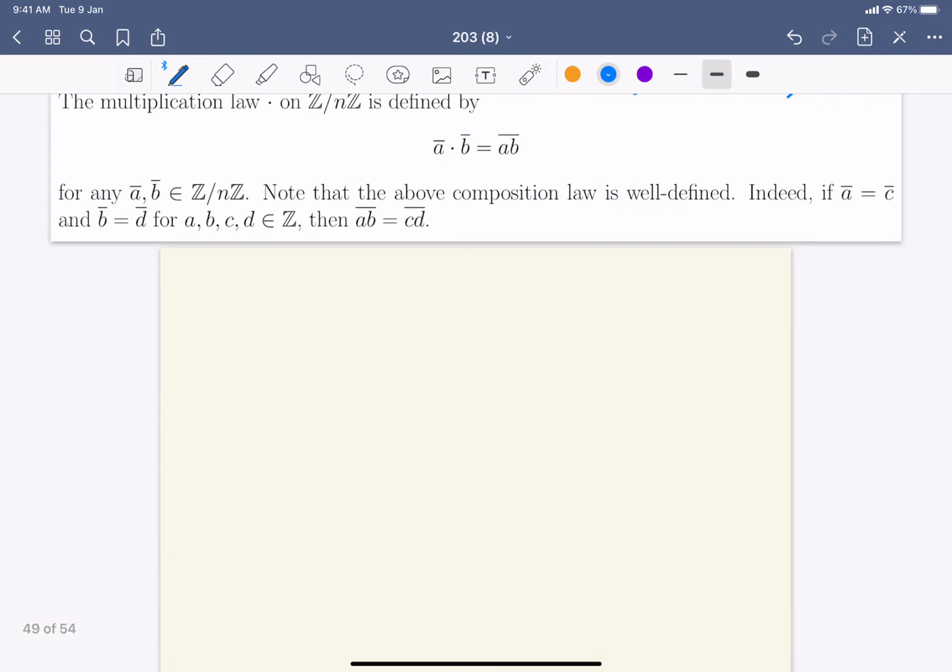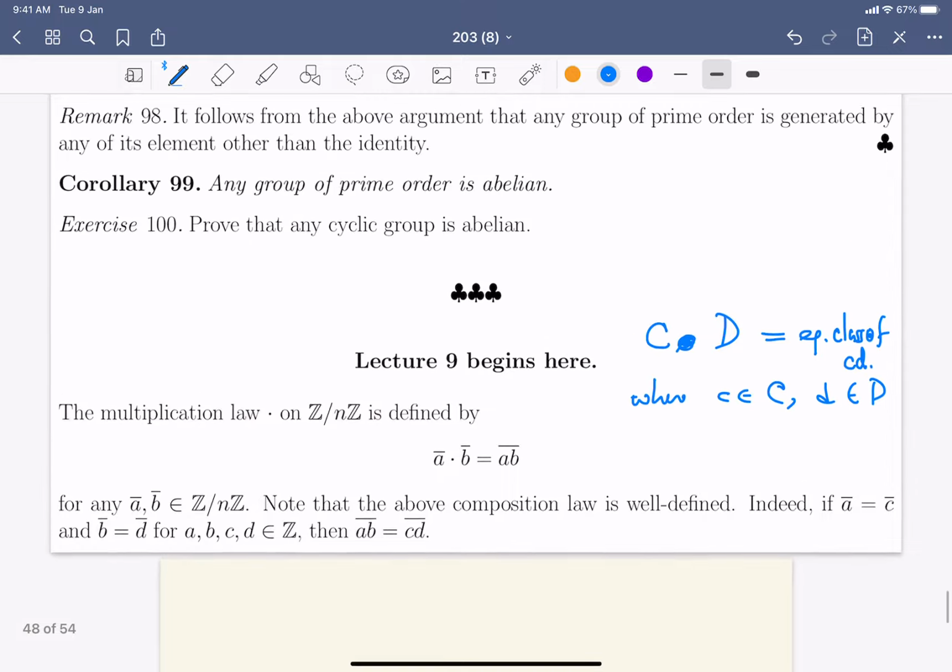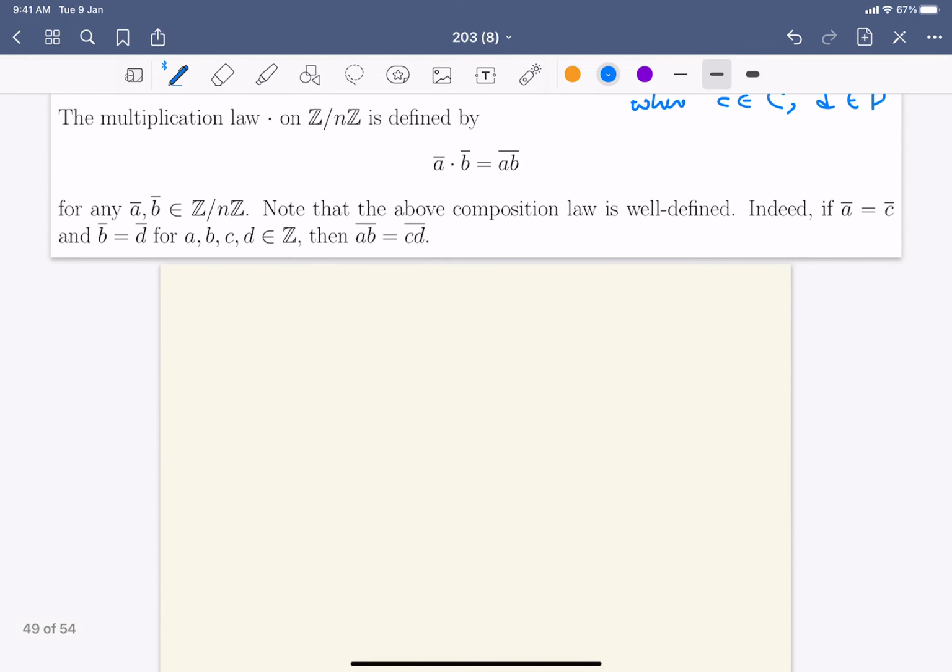For instance, we can get started with some easy example. Maybe in the context of Z mod 2Z, so you can get started with maybe 1 bar. Okay, there are not many examples though, so maybe you get started with 1 bar and 0 bar. So you can define it to be 1 bar, I mean the equivalence class of 1 times 0, right?